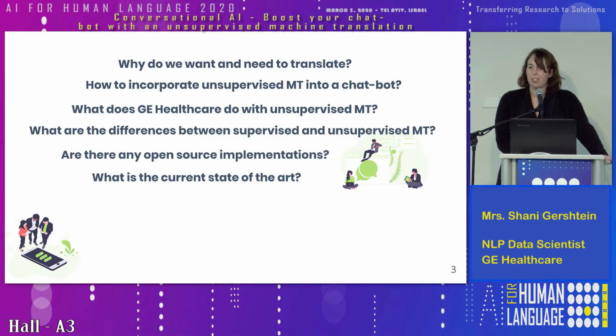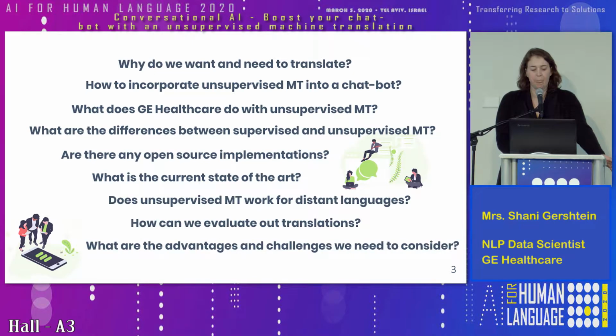We'll talk about the differences between supervised and unsupervised machine translation. I will share some open source implementations, not by us, that you can use and look for. And of course, the current state of the art. Also, we'll discuss some really cool projects of distance language and evaluation metrics.